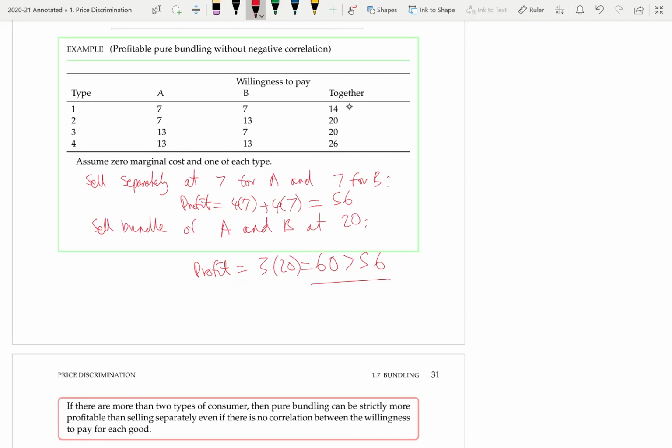It's because these numbers here are quite similar compared to these numbers over here. So if there are more than 2 types of consumers, then pure bundling can be strictly more profitable than selling separately, even if there is no correlation between the willingness to pay for each good. So in this example, the willingness to pay for each good was independent.